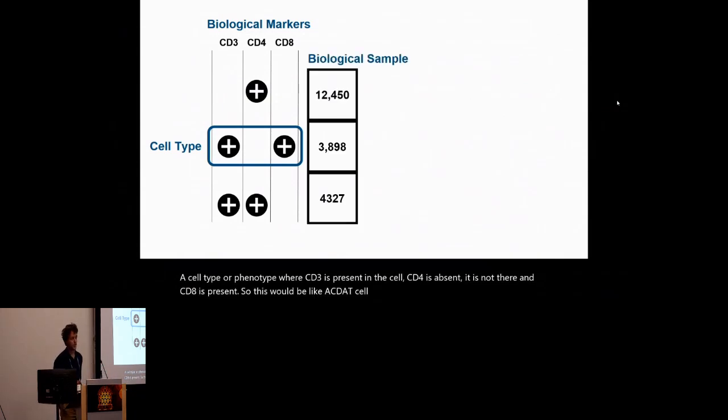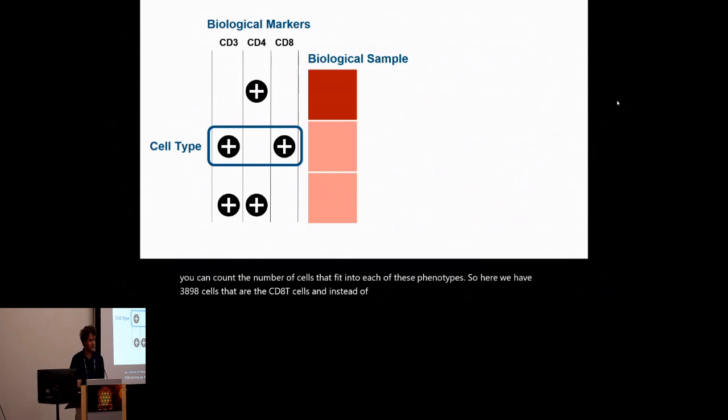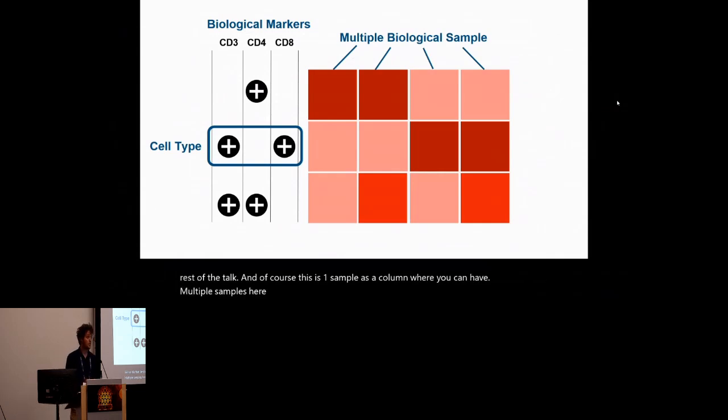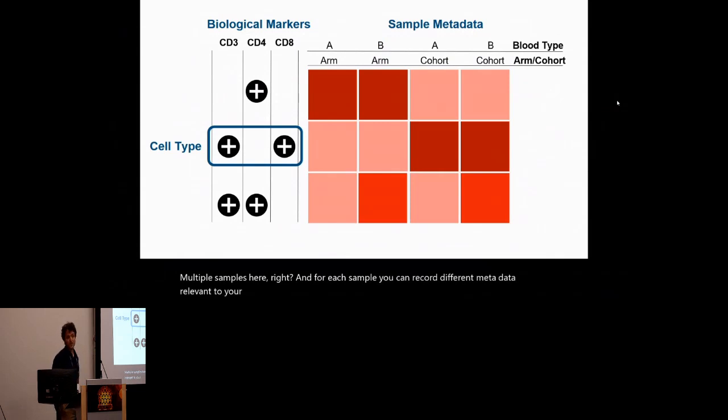And if you look at your biological sample, you can count the number of cells that fit into each of these phenotypes. So here we have 3,898 cells that are these CD8 T cells. And instead of printing the numbers, I'll use color for the rest of the talk. And of course, this is one sample as a column, but you can have multiple samples here, right? And for each sample, you can record different metadata relevant to your experiment. That could be blood type, or if it's in the arm or cohort, or really anything here.